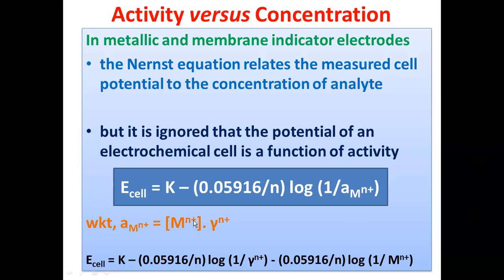The activity of the analyte, as you know, is related to the concentration of the analyte, the metal or the ion, and the activity coefficient denoted by gamma n+. If you substitute this in place of activity, you will get the new Nernst equation: E cell equals K minus 0.05916 divided by n into log of 1 over gamma n+, minus 0.05916 divided by n into log of 1 over the concentration of M n+. Here M n+ is the analyte, and gamma n+ is the activity coefficient.